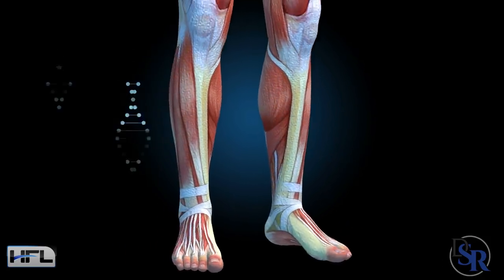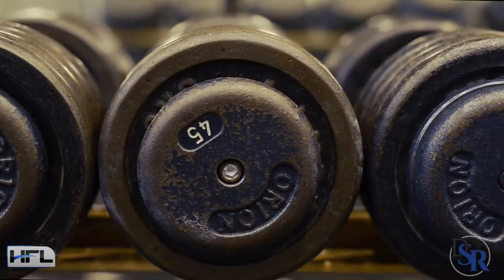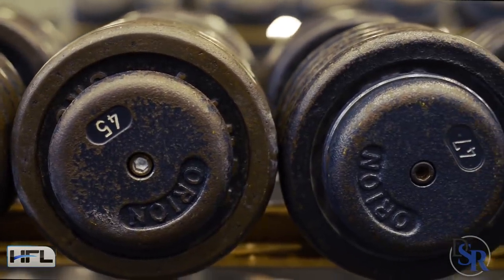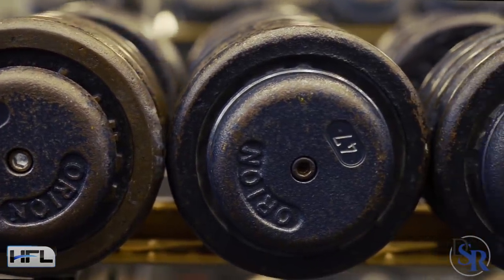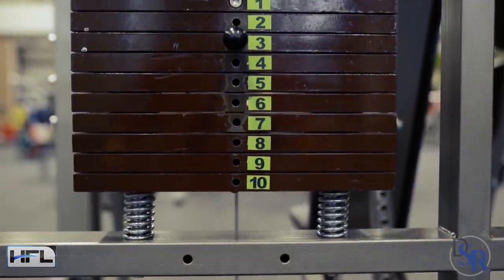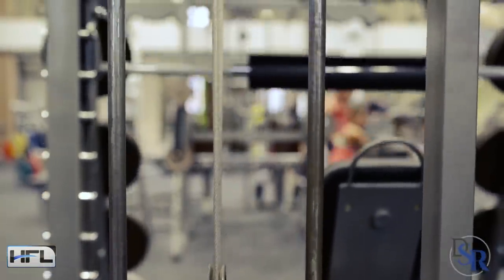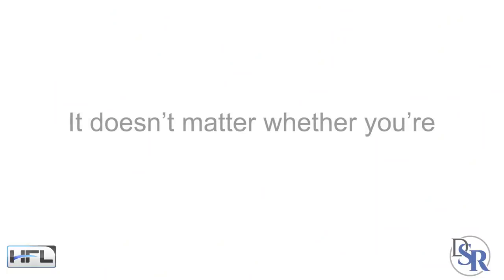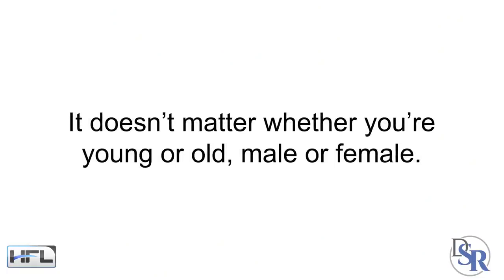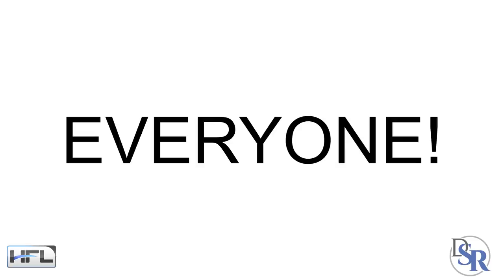Okay, so let's start with rule number 1, and that's to build more muscle frequently. You see, the greatest thing you can do is build more muscle. This means you must lift weights. Now, this can be with barbells or dumbbells or machines, cables, you know, bands, your body weight, and so forth. It must be resistance exercise. Now, it doesn't matter whether you're young or old, male or female. Everyone can build more muscle, and they should.